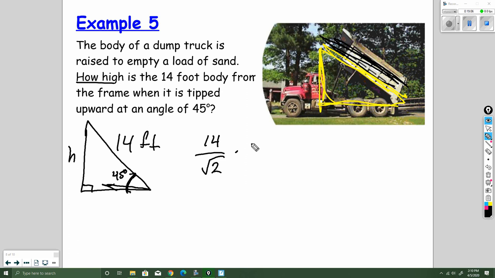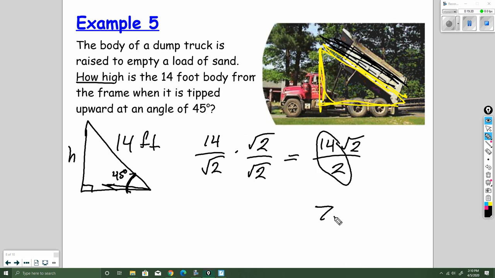45, 45, 90. Now we have to rationalize the denominator. So multiply by the square root of 2 over the square root of 2. That's 14 times the square root of 2 all over 2. And then 14 divided by 2 can be simplified, so we have 7 root 2. Since this is a real life problem, not many people probably know what 7 root 2 feet is, so let's type that into the calculator and round, and we get 9.9 feet.